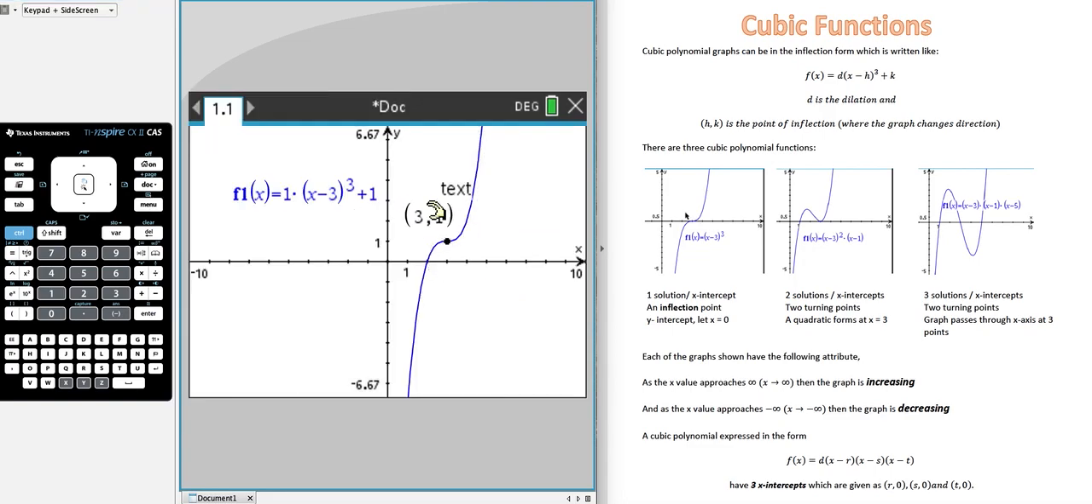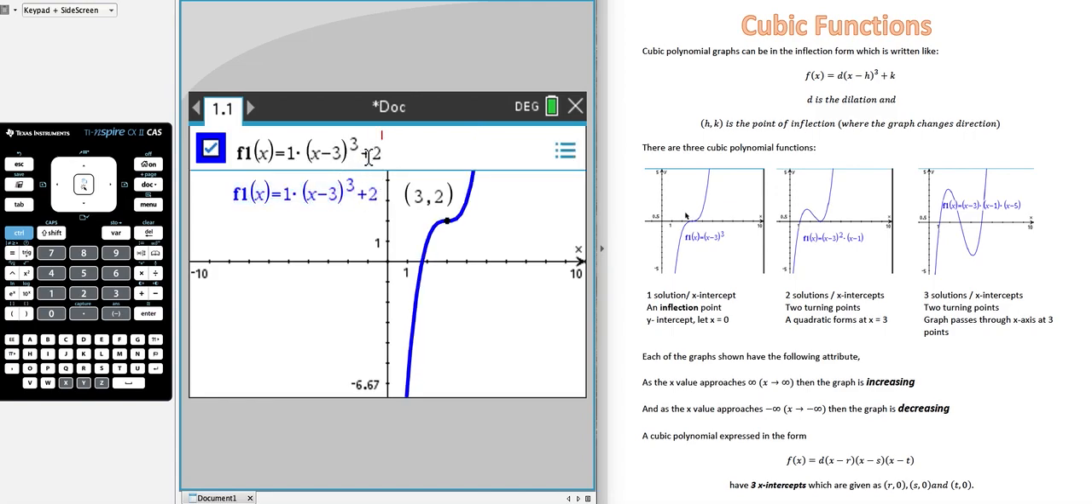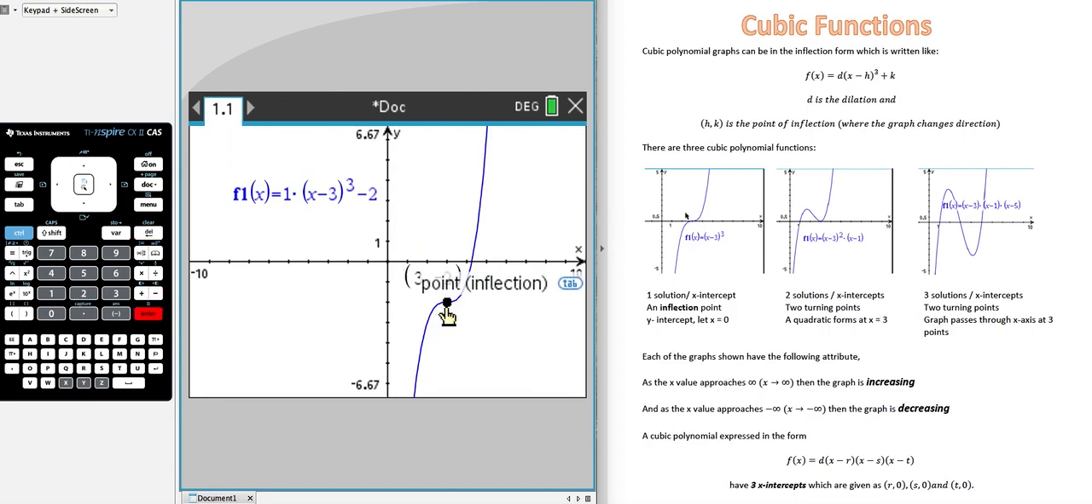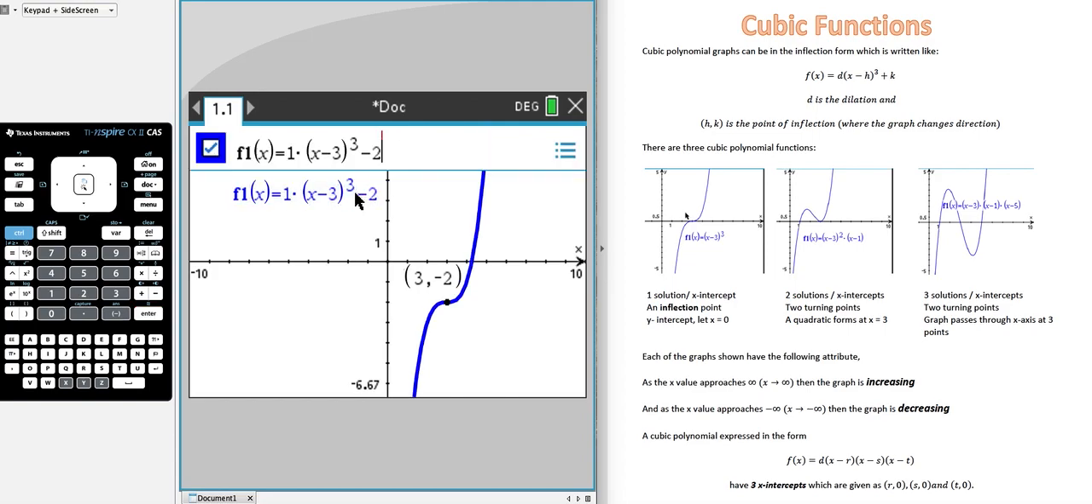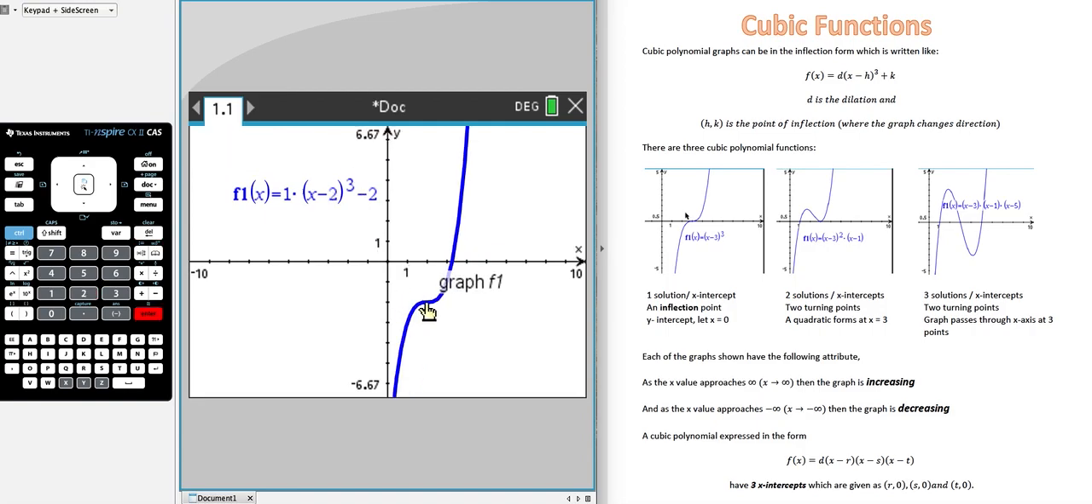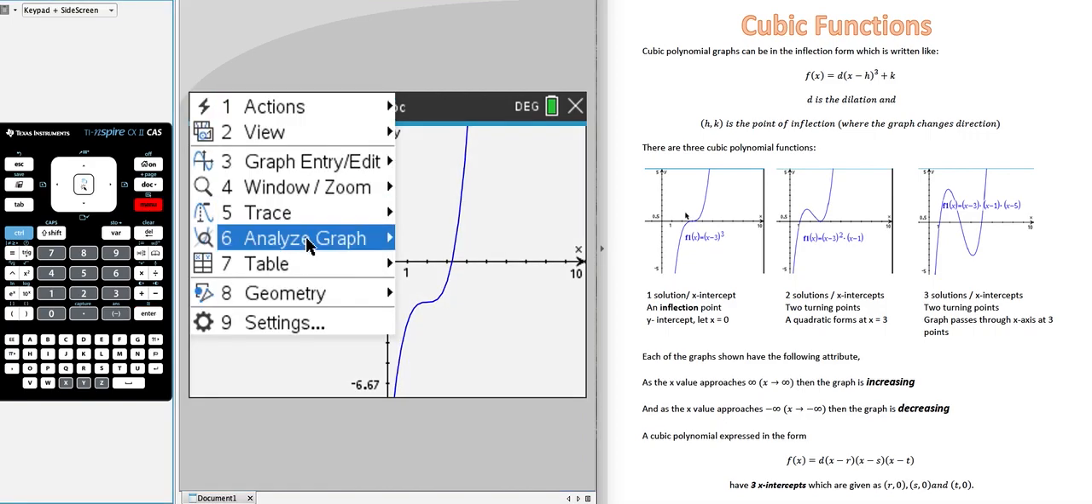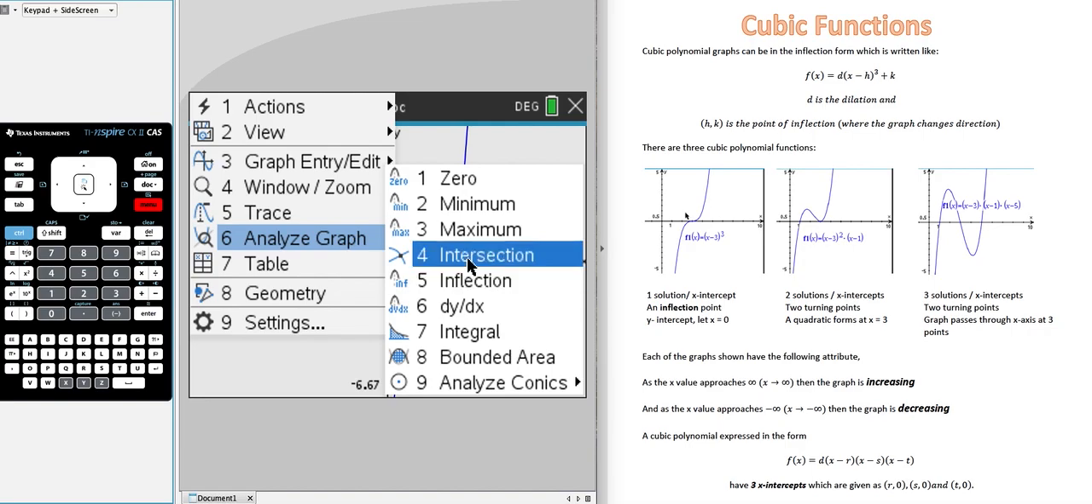And there's my inflection point. And hence I can even change this, and it will show my change of the inflection point. So depending on my equation and where my inflection point is, the shape of the graph doesn't change, but the inflection point does, because it depends on the values that I have for h and k. So depending on what happens, I can analyze the graph and get back the inflection point.